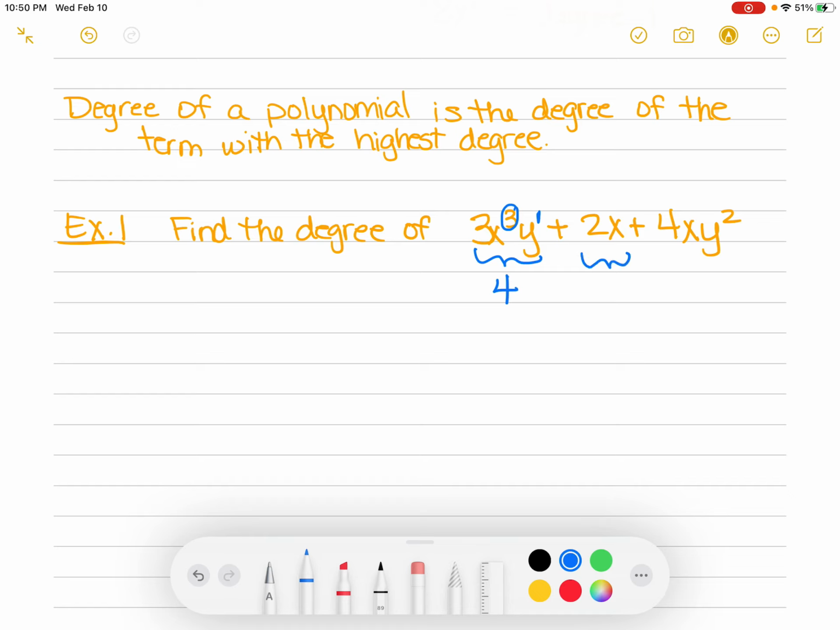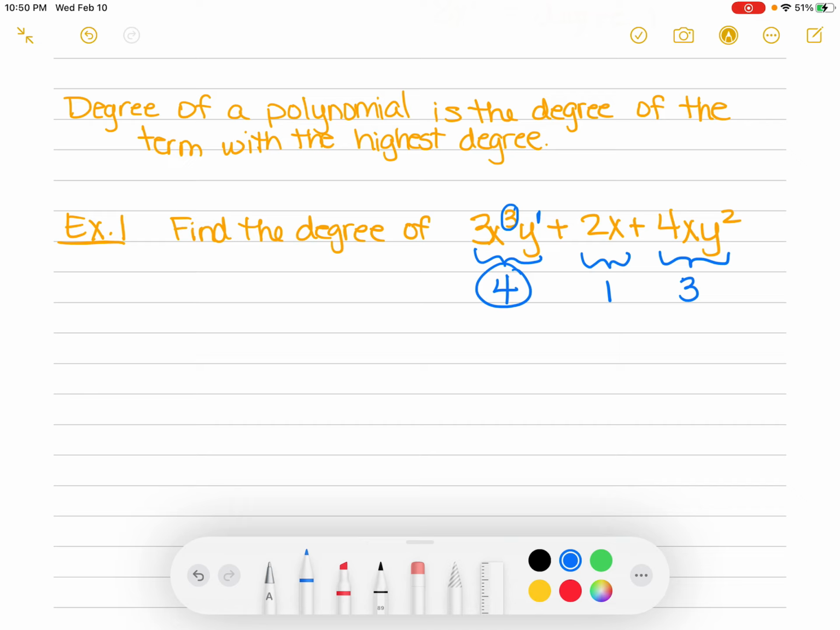This degree is, what do you think it is? Think to yourself. It's 1. Okay, and so now try this one on your own. What's the degree of that one? It's 3. Okay, so now my degree for the whole polynomial is just the biggest one of all of those. So the highest one is 4. So that's my degree of the polynomial.